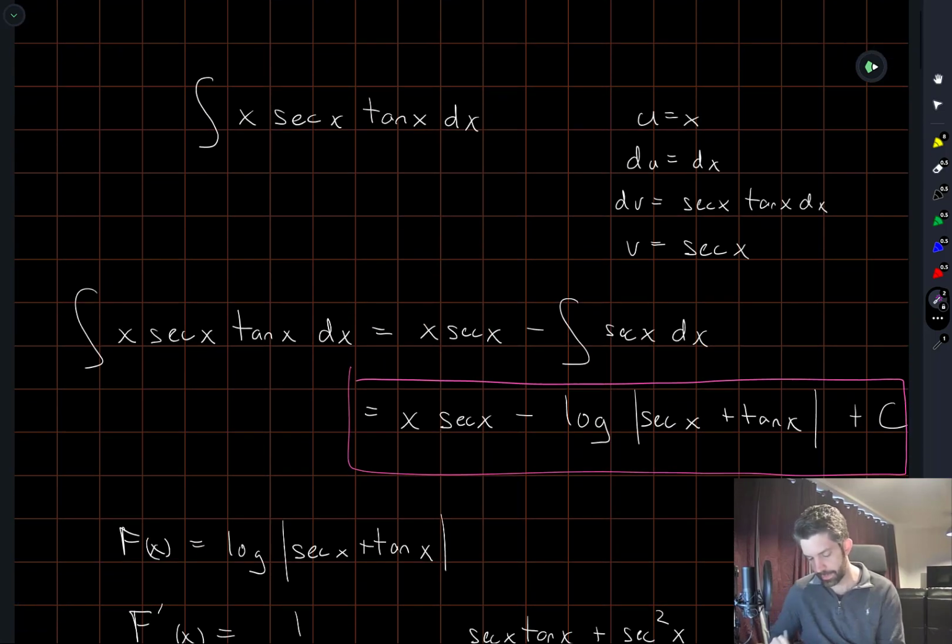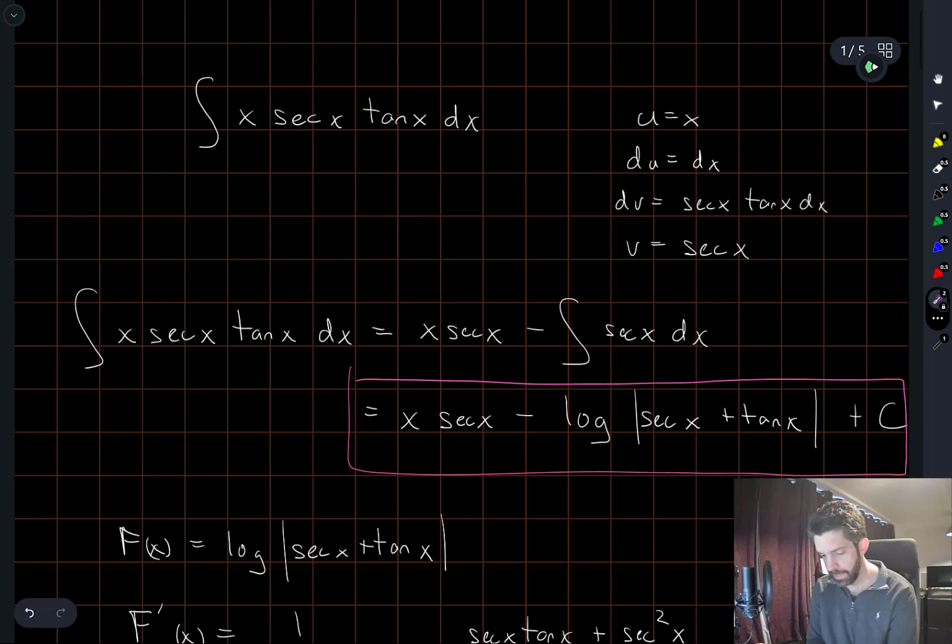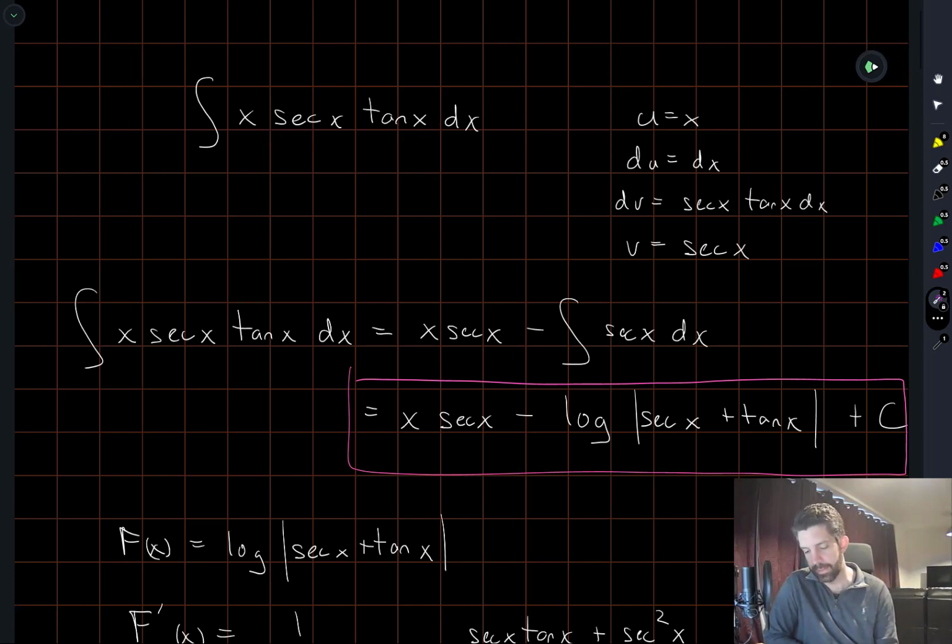I was fortunate that as soon as I saw the problem, I immediately identified something that I already know how to integrate. And if it's multiplied by something straightforward, in this case just x, then integration by parts is kind of the immediate go-to.